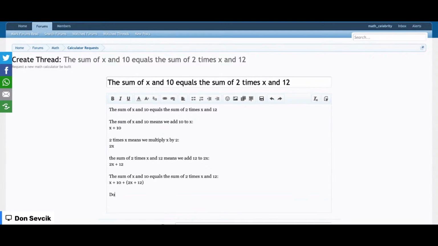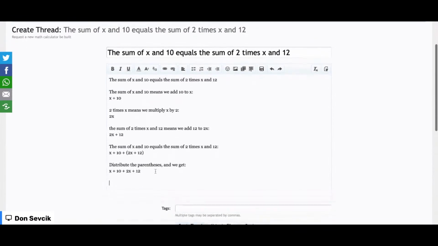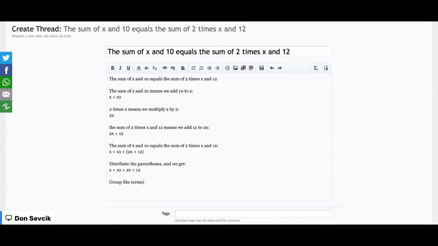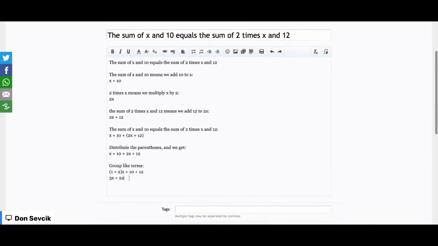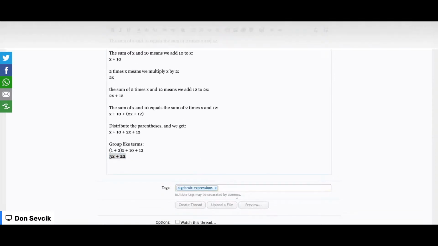Distribute the parentheses, and we get... because we're adding positives and there's no multiplier out here, we could just remove these parentheses. Group like terms. We have 1x plus 2x plus 10 plus 12: 3x plus 22. What we did here is we grouped the x terms, we grouped the constants, and we get our final answer, our algebraic expression. That's that.